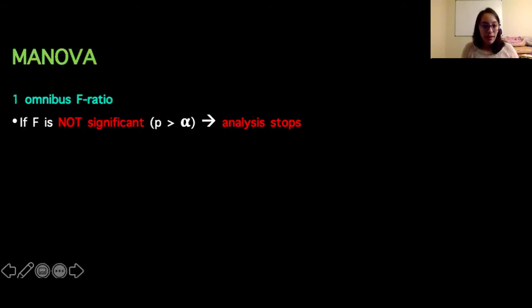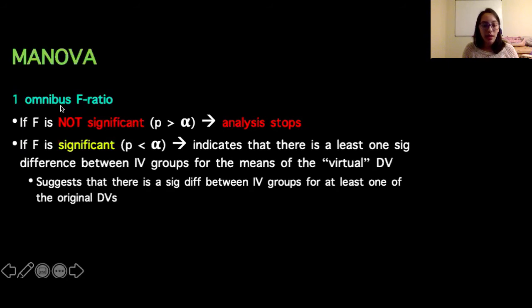So the first thing we evaluate is this omnibus F ratio, which is in that multivariate test, okay? If it's not significant, you stop the analysis because we're saying, well, none of the independent variables have a significant effect on the dependent variables, so we don't really need to continue the analysis. If, however, this omnibus F ratio is significant, again, that indicates there's at least one independent variable, if there's multiple of them, that has an effect on at least one of the dependent variables.